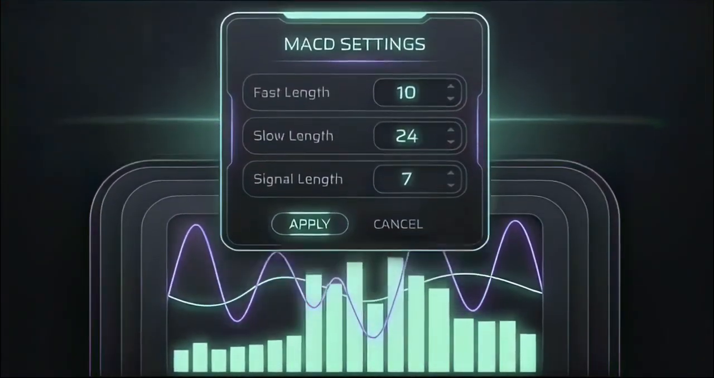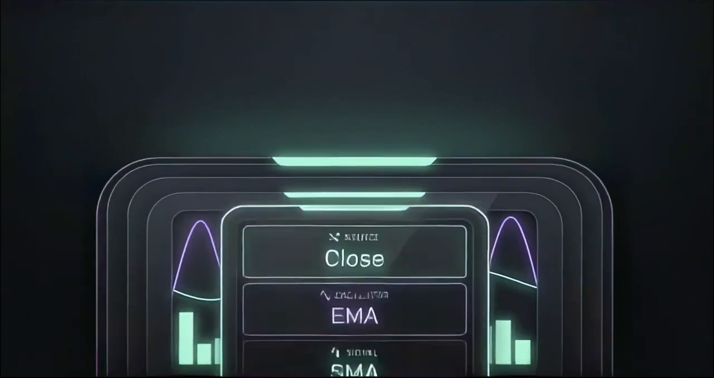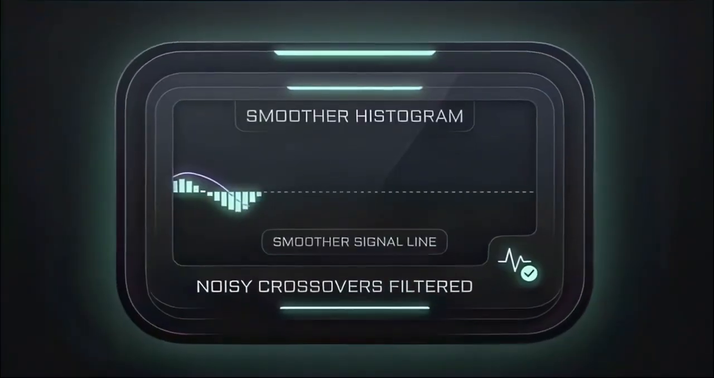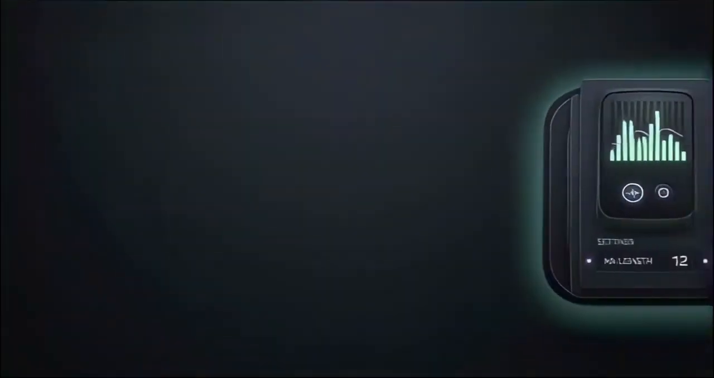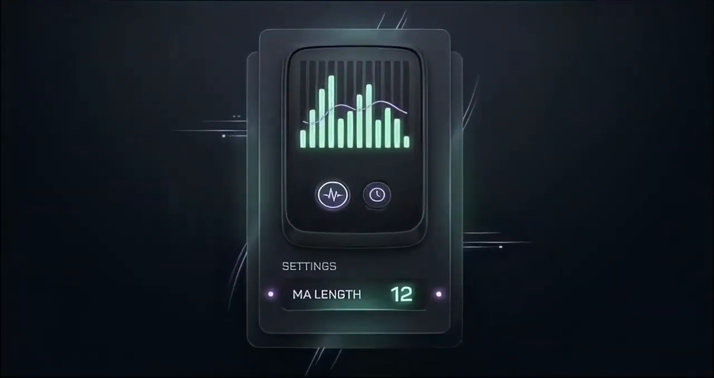Fast length 10, slow length 24, signal length 7, source on the closing price, and keep the oscillator exponential with the signal line simple. Those slightly longer lengths cut down the false crossovers that the faster settings let through, which is the right trade at this speed. Leave the volume average at 12. It still works, and here it does more of the heavy lifting.